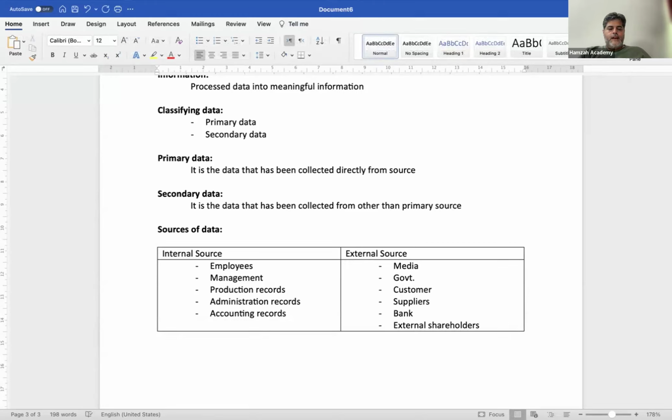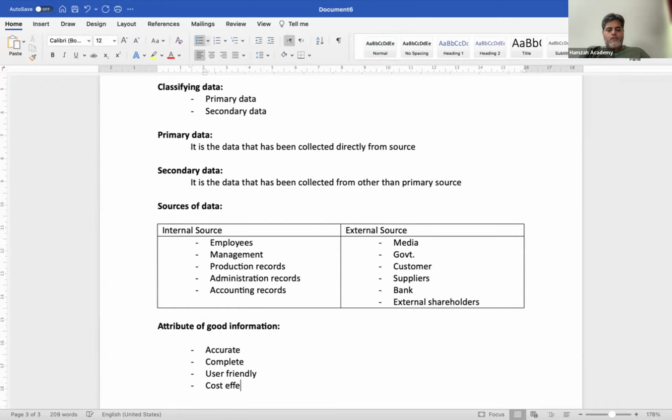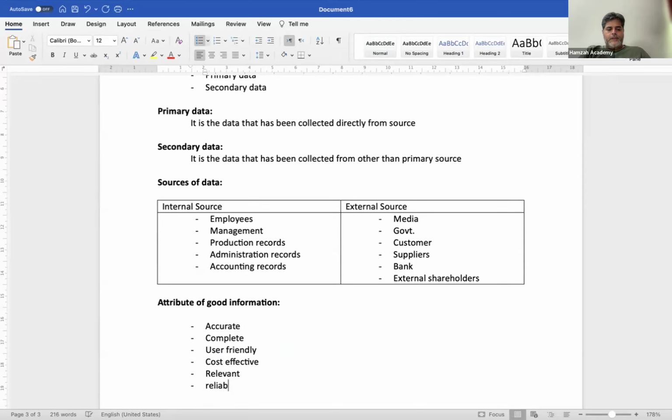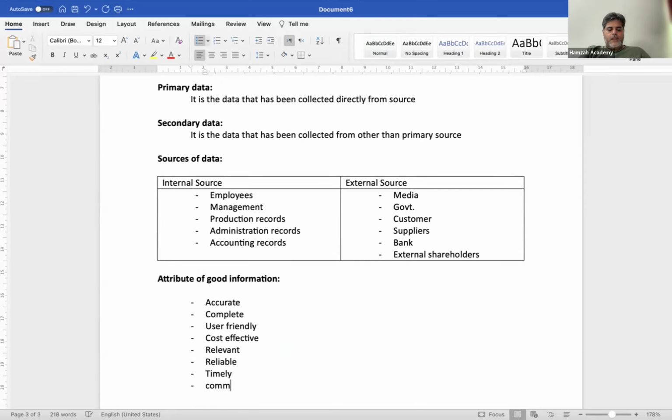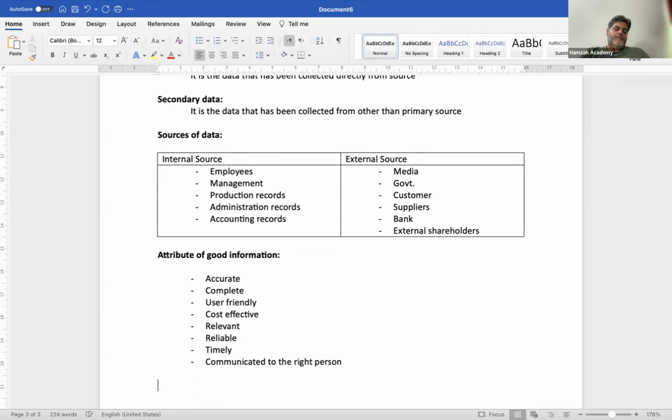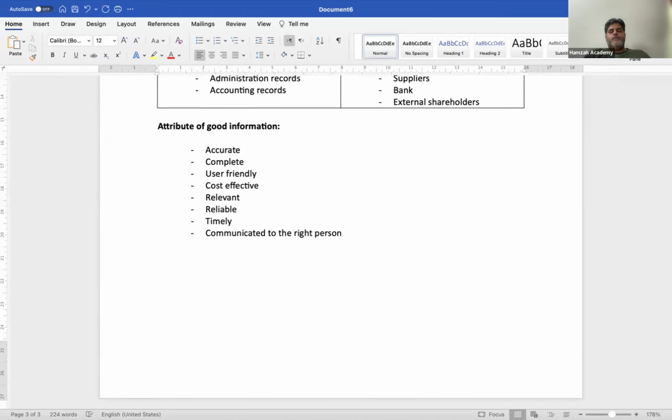Afterwards, we have the attributes of good information. As far as the attributes of good information are concerned, we have: accurate, complete, user friendly, cost effective, relevant, reliable, timely, and communicated to the right person. So these are the attributes of good information.